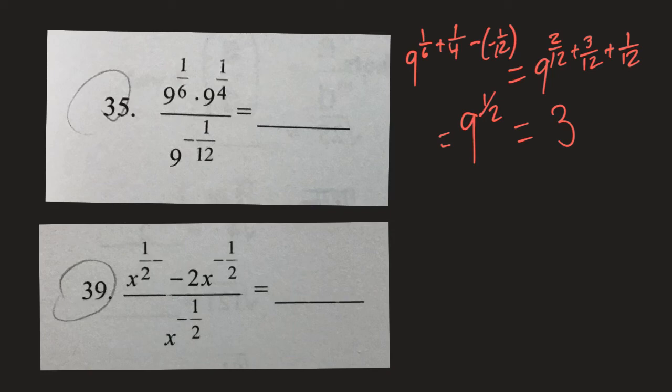So for number 35, we have all of our bases with a 9. We can combine these together as a single exponent, but with these exponents, we have fractions. So we can't just simply add them together. We have to get a common denominator of 12. When you add those together, you get 6/12, or 1/2. And 9 to the power of 1/2, that is the square root of 9, or 3.